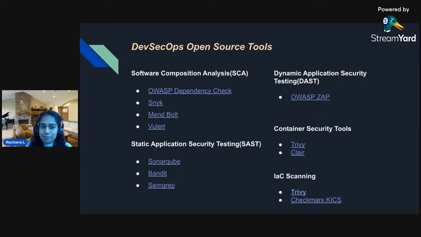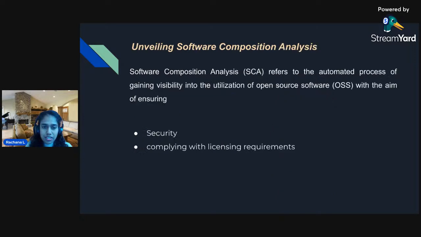So this is just an overview of the open source tools that are available. And now let's dive into software composition analysis. So what exactly is software composition analysis? As I mentioned earlier, software composition analysis is also called open source security, which most people are aware of.